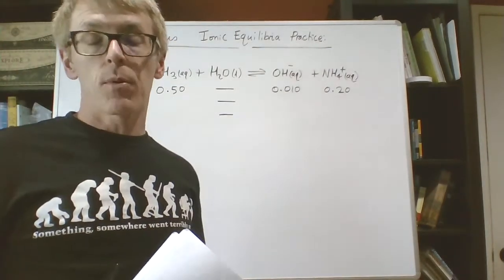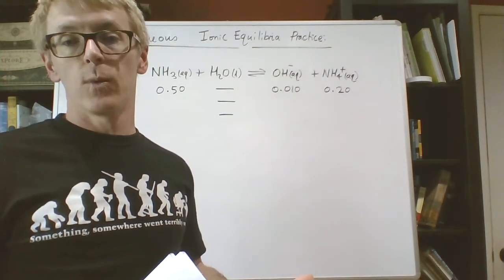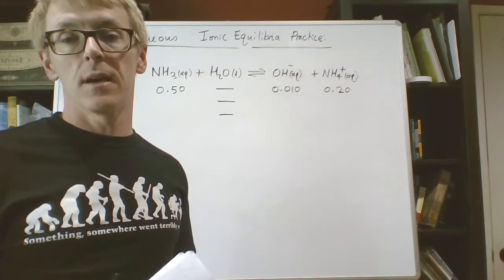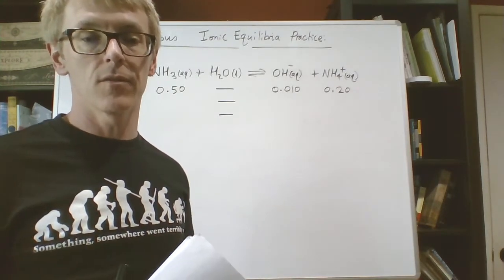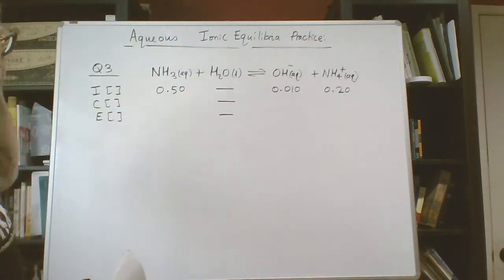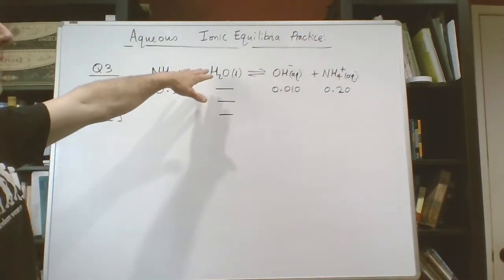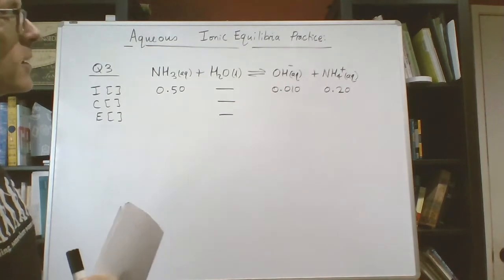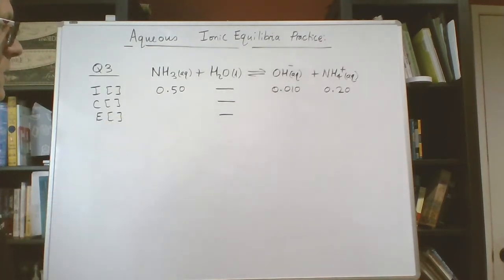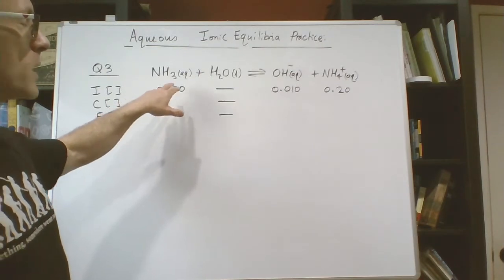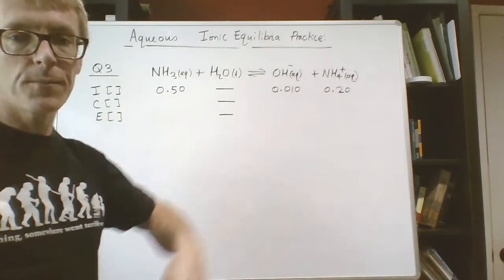In this next problem, we're going to find that we will not be able to use the assumption, and we'll have to go ahead and forge ahead with the full quadratic. So let's have a look. We have ammonia and water to give hydroxide and the ammonium ion. We're given some initial starting conditions. Notice that we don't have a zero.